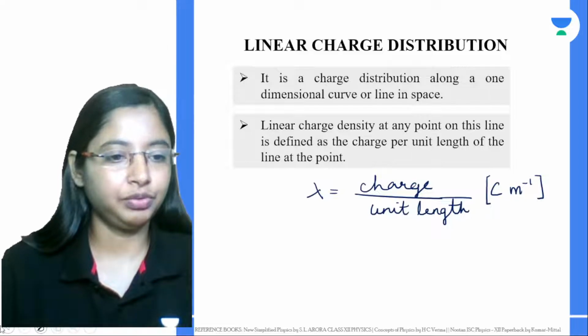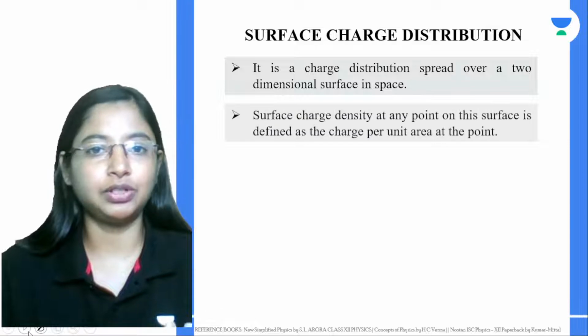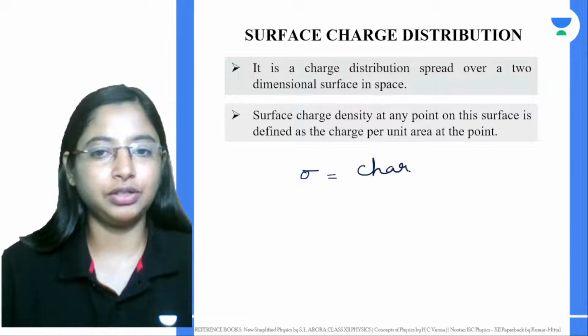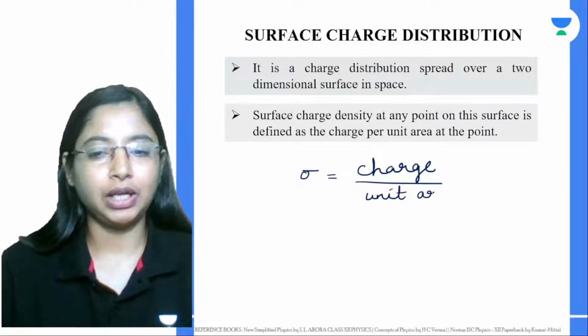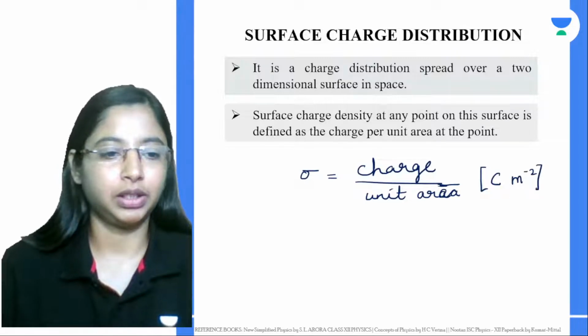The surface charge distribution comes on a two-dimensional surface. Surface charge distribution is given by sigma, which is again charge per unit area. So the unit will be Coulomb per unit area, that is Coulomb per meter square.